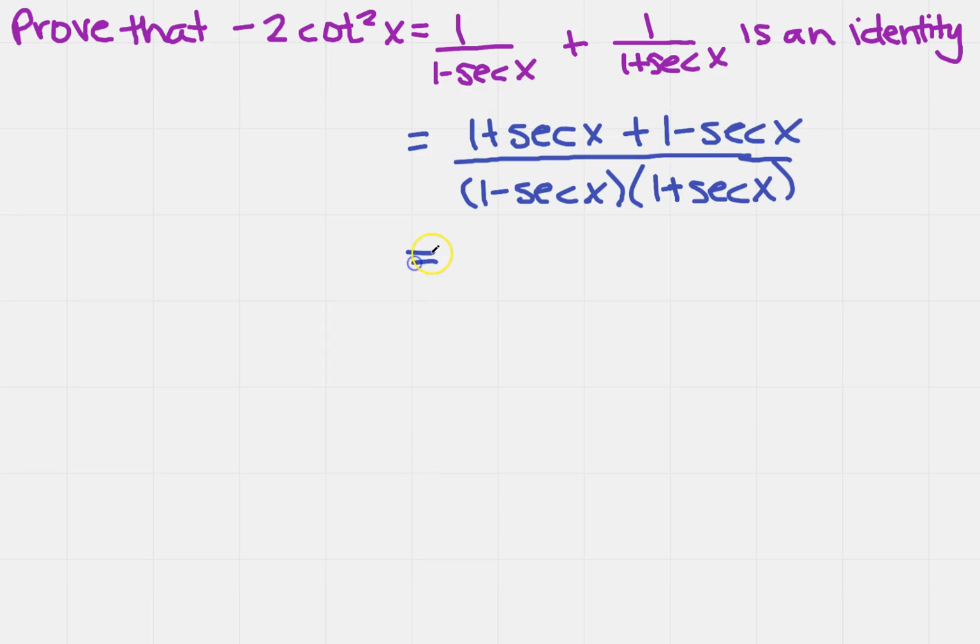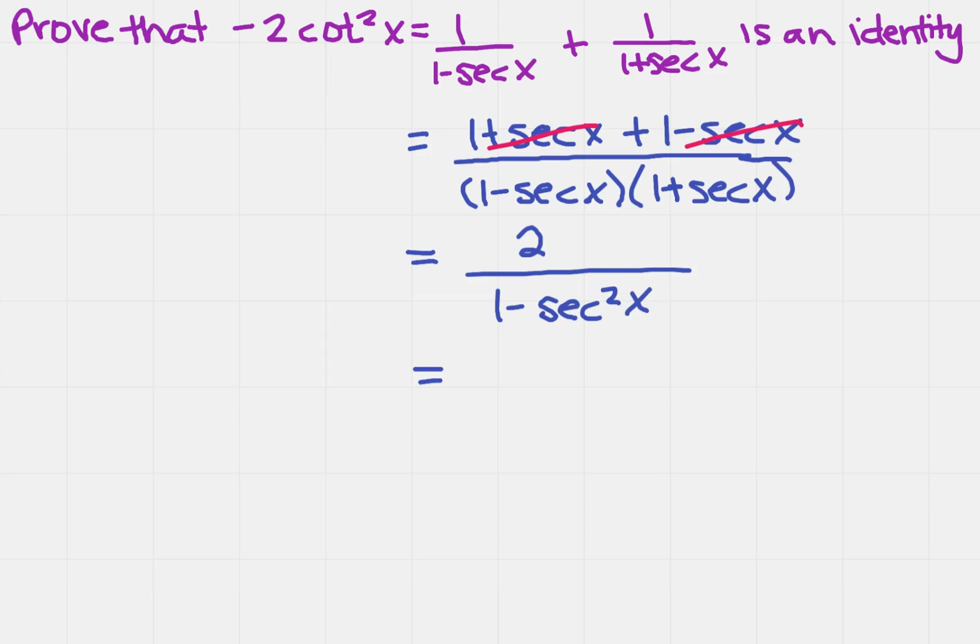Now, is there any way for me to simplify that? Sure there is. There's something that is the opposite. So I've got a positive secant x and a negative secant x, so those will cancel one another out, leaving me with just 2 on the numerator. Now down here on the bottom, I notice that this is like the difference of two squares, so I can multiply that out. So I'm going to get 1 minus secant squared x.